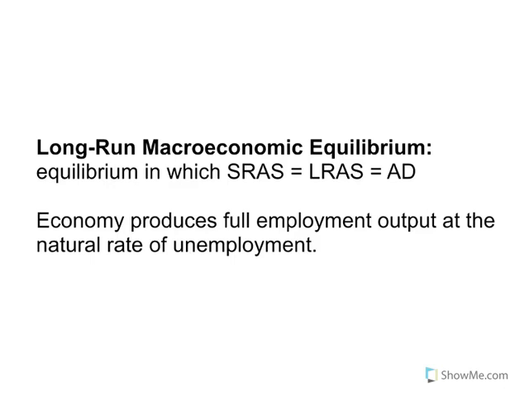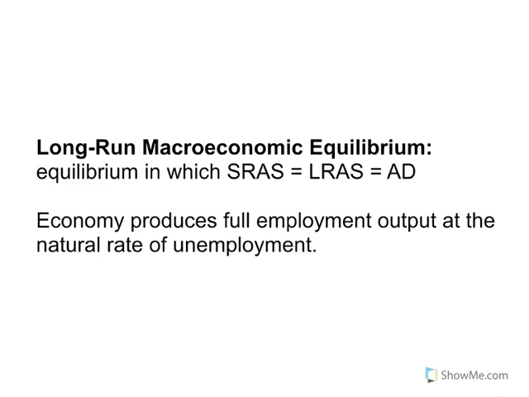So it differs from the short-run macroeconomic equilibrium in that we're bringing in long-run as well and making all three curves intersect. At that intersection point, we'll see that the economy produces full employment output, which is the level of real GDP that's associated with the natural rate of unemployment.